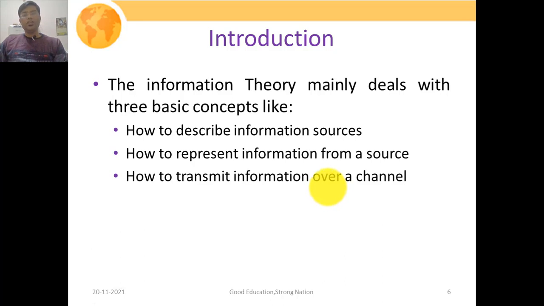So information theory mainly deals with three basic concepts. The first is how we are going to describe, or model, our information sources, that is, how to represent the information generated by the source. Generally, sources generate specific sorts of symbols which we have to convert into the form of bits so that we can process them easily in the digital domain. And the third is how we are going to transmit that information over a noisy channel so that we are in a state to predict the actual symbol, signal or information that was transmitted at the transmitting side, obviously at the receiver.